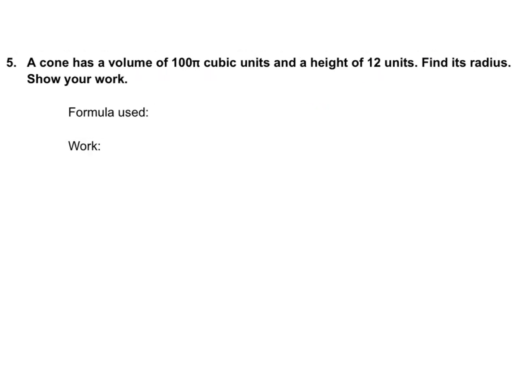Okay, for number 5, we have a similar situation where we know it's a cone and we know the volume of the cone. It's 100 pi cubic centimeters and the height is 12. Find the radius this time. So since it's a cone, we know our formula: pi r squared h divided by 3. And here again, you can use the 1/3 if you prefer.